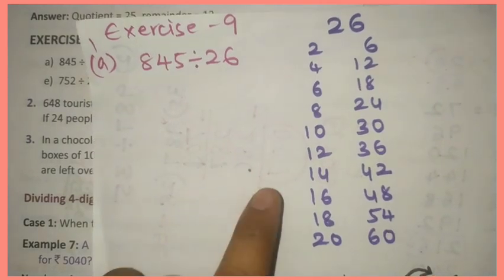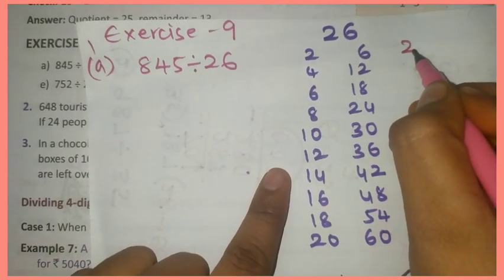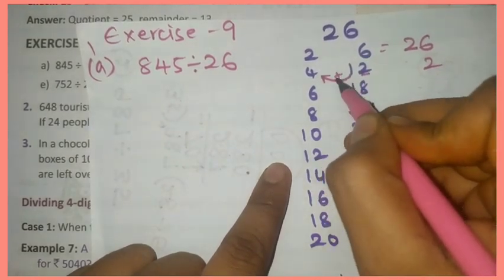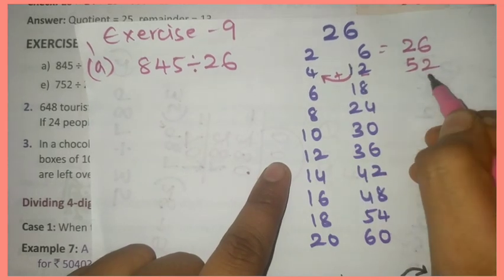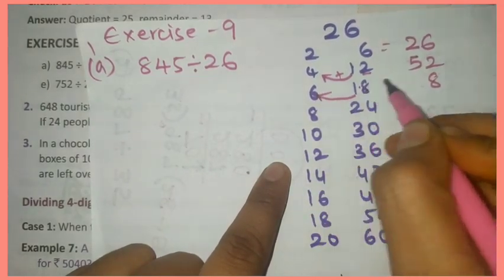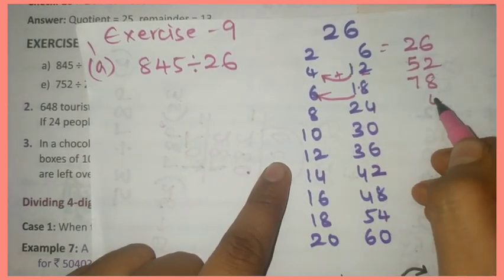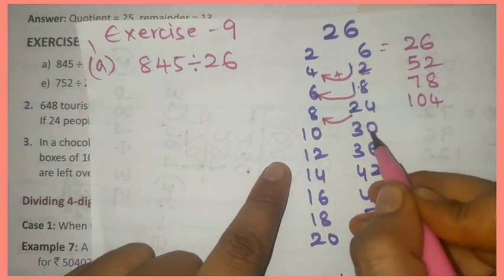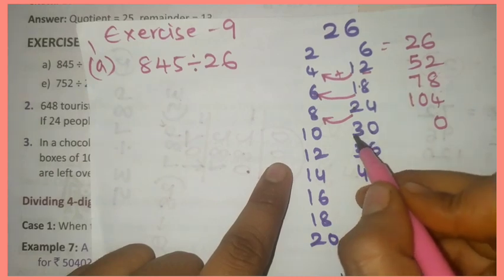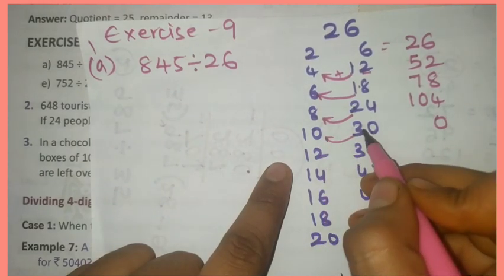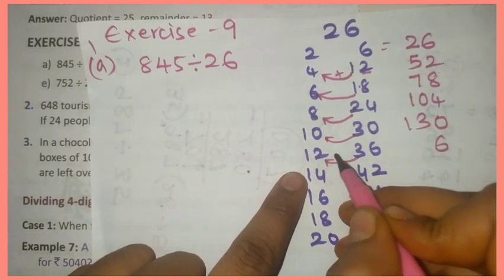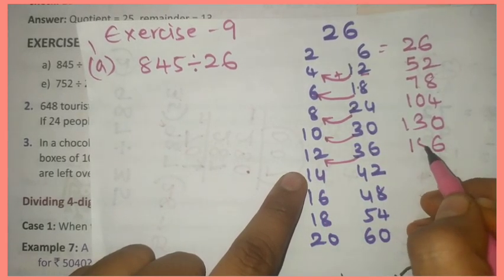Now we'll write the 26 table here. 26 ones are 26, 2 is written here, 1 added here. 4 plus 1 is 5. 8 is written here, 1 added here. 6 plus 1 is 7. And 4 is written here, 2 is added here. 8 plus 2 is 10. 0 is written here and 3 is added here. 10 plus 3 is 13. 6 is written here, 3 is added here. 12 plus 3 is 15.